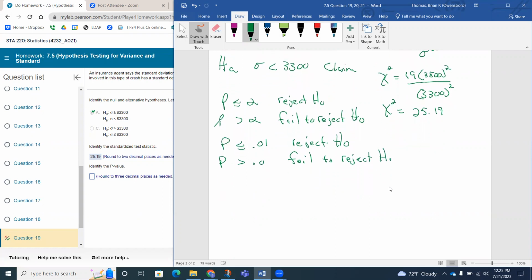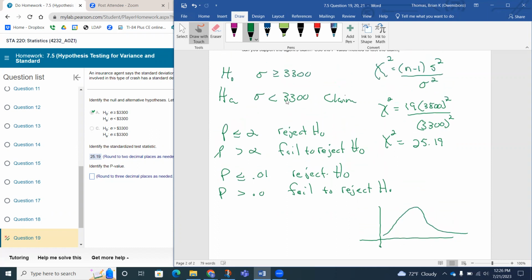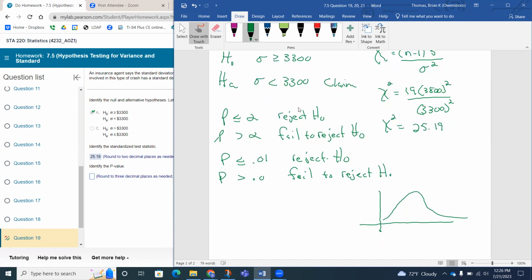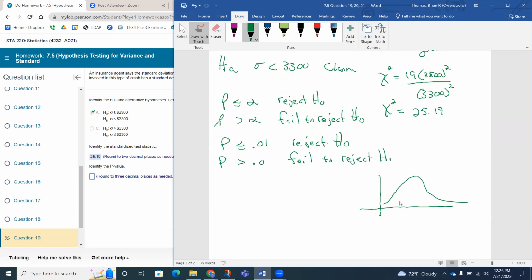So to do this, if I look at this drawing, if I draw the chi-square distribution, it looks something like that. Notice how we are less than 3,300. Remember, this always comes from the alternative hypothesis. So this less than tells me that this is a left tail. So the chi-squared part, this 25.19, is going to be here. And what we want to do is find the area of the curve over here. That's going to be our p-value.